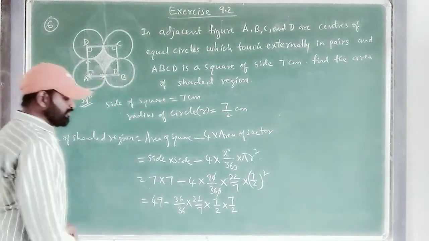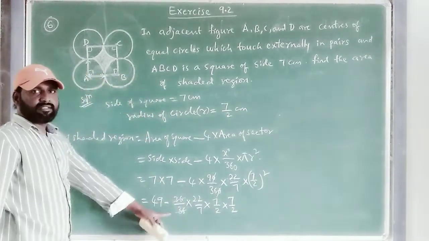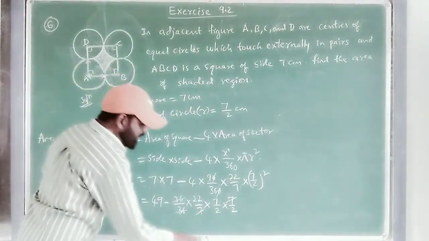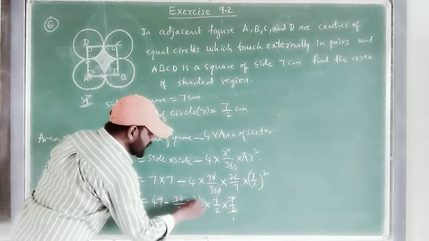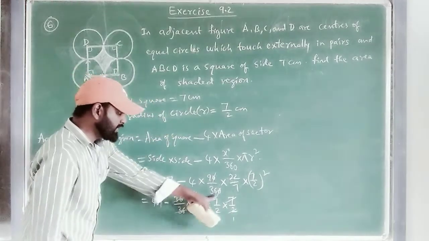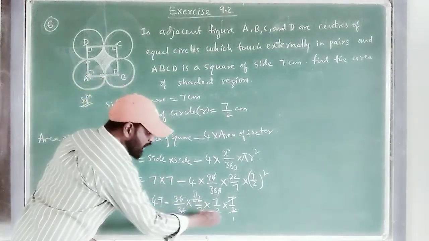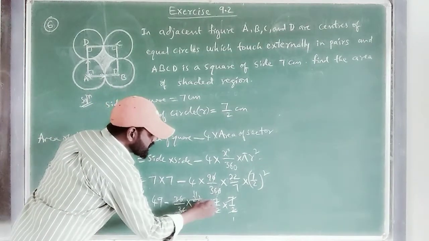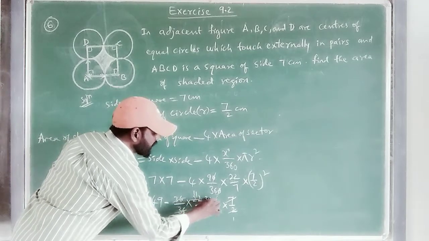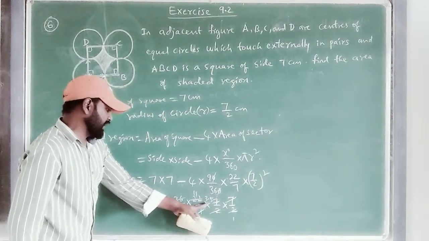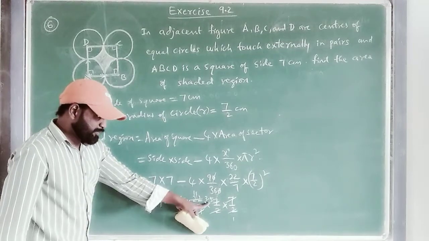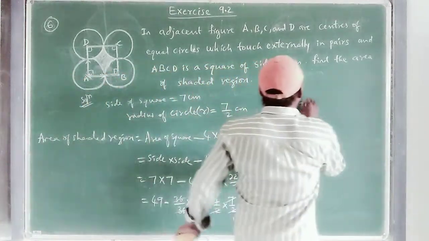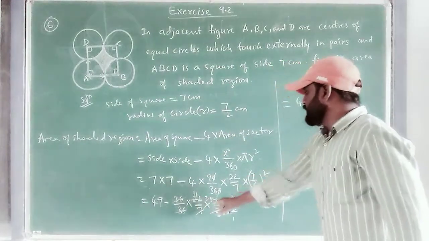So go for further simplification. 36 cancel, only one remains. Now here one 7, here one 7 will cancel. Remaining here is 2. So 2 ones are 2, 11s are 11. Again here 7 is left, right? So I am cancelling this one also. 2 ones are 2, 7 divided by 2 is 3.5. What is left? Only 11 and 3.5 are left on this side. Here 49 is left. So I am writing 49 minus 11 into 3.5.